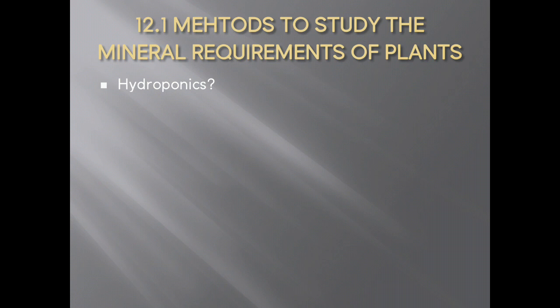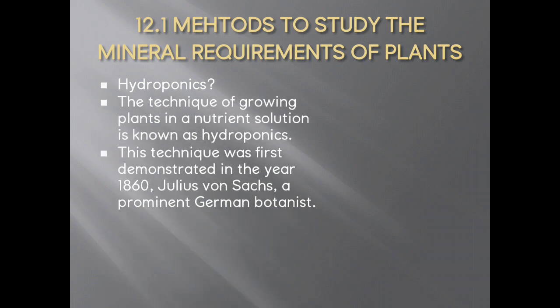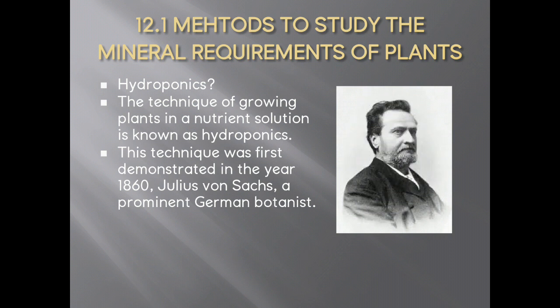Here the question arises, what is hydroponics? So let's peek into it. It is a technique of growing plants in a nutrient solution. Here we don't use basic soil, but instead we use a solution which consists of all the essential elements. This technique was first demonstrated in the year 1860 by Julius von Sachs, a prominent German botanist. He had a strong interest in the movement of water in plants. So in his book on plant physiology, he also mentioned how root hairs remove water from the soil and deliver it to other cells of the root.